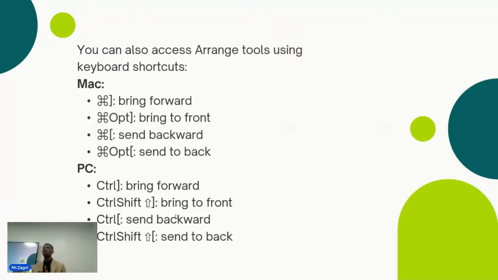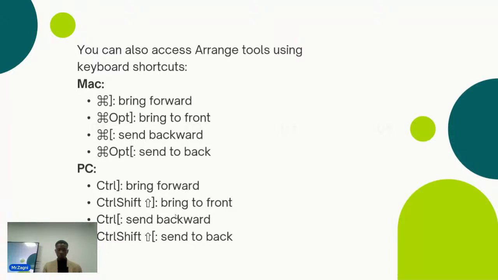You know how to bring objects forward. You also know how to bring objects backward. Then you also know how to create your rectangle. You know how to create your box. You know how to input a text on your design also. So we've done all of this, right?